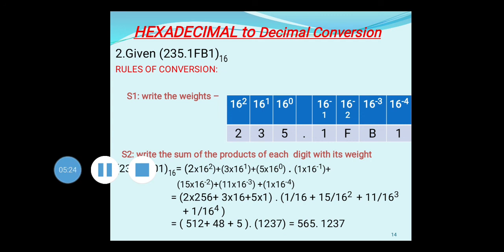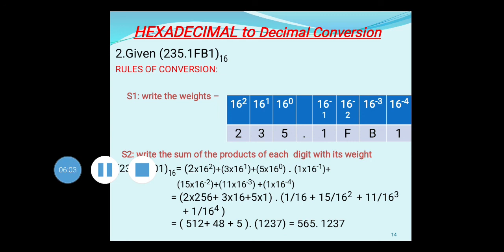plus F. Here F is an alphabet. You cannot multiply the alphabet, so you have to put its equivalent decimal number. F's equivalent number is 15. So 15 into 16 raised to minus 2, plus 11 into 16 raised to minus 3. Here again alphabet B is there, and its equivalent decimal number is 11. So substitute that: 11 into 16 raised to minus 3, plus 1 into 16 raised to minus 4.